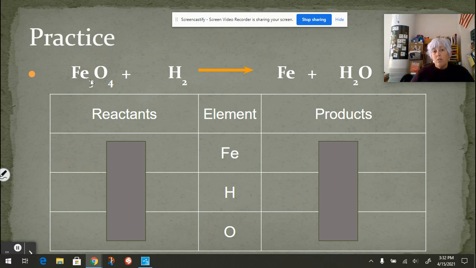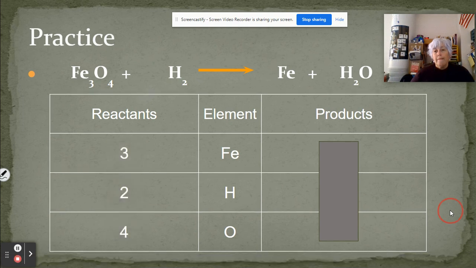So how many irons are there over here? How many irons are over here? You would list that for the iron. How many oxygens are on both sides? You would list that in the oxygens. How many hydrogens? You would list that here. So I hope that's what you got. We've got 3 iron, 4 oxygen, 2 hydrogen on the reactant side. And on the product side, we have 1 iron, 2 hydrogen, and 1 oxygen.